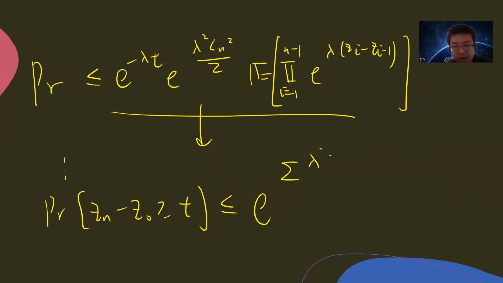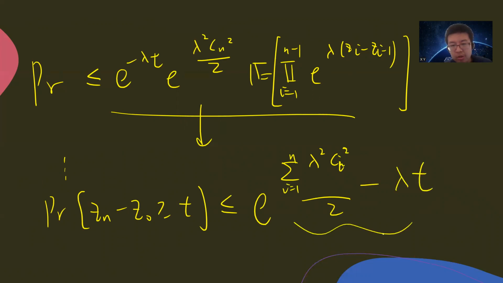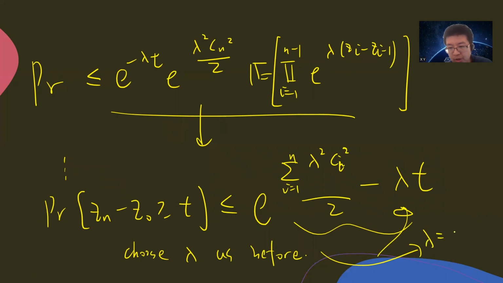the exponential of lambda squared times the sum of c_i squared, i from 1 to n, divided by 2. Now you extract every term, and the final one is exponential of minus lambda t. Now you just choose lambda as before, that is, lambda equal to t divided by the summation of c_i squared, i from 1 to n. Once you plug it in, you get the result.